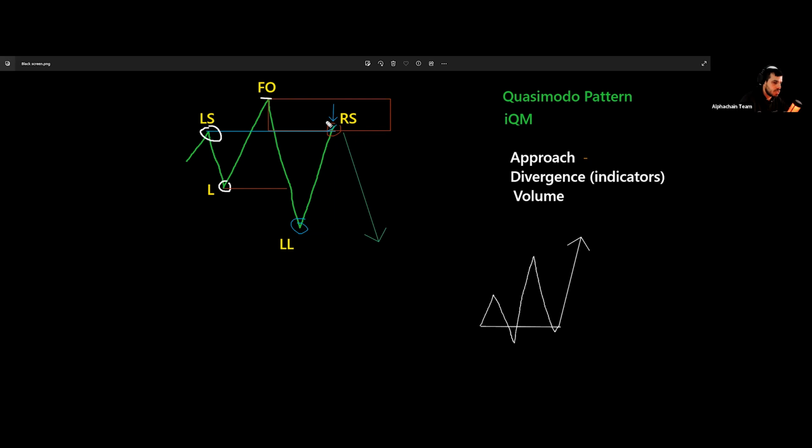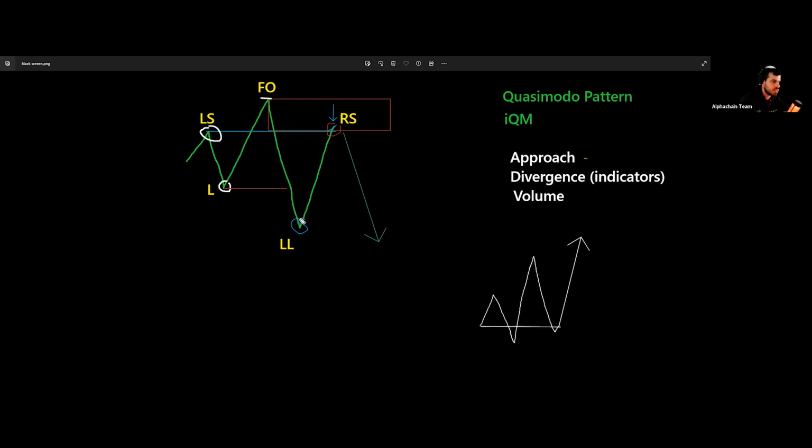I think, which pair was similar to this? Was it gold? I think it was gold. Gold, it was a similar situation as well. It was still in the bullish momentum. It created some kind of pattern like this.